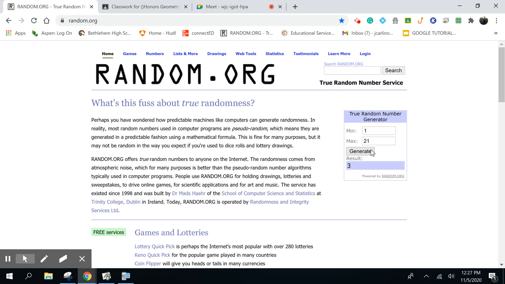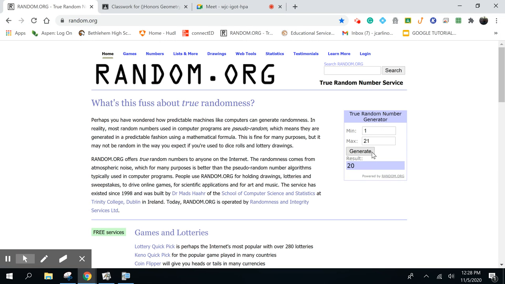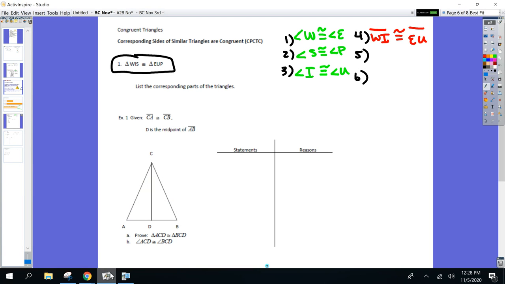Let's keep going. Eric, you got something else that's true here. Line WI is congruent to line EU. Yes, it is, because the triangles are congruent. Come on, this train's going fast. Nate, got something else for me? Line IS is congruent to line UP. Got it. IS congruent to UP. I'll do the last one here. Side WS is congruent to side EP.